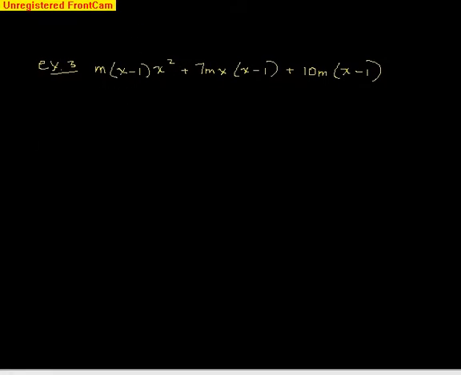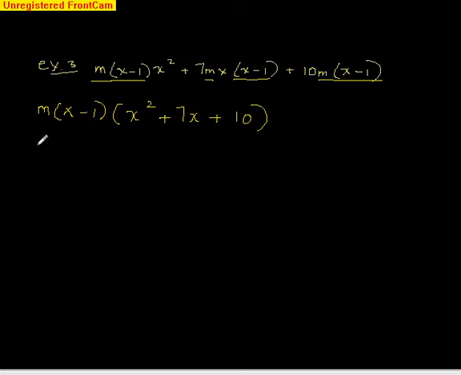Okay, again, we have a trinomial because we have terms separated by plus and minus signs. So we have one term, two terms, three terms. What's common? Well, this one's a little bit trickier. We have an m and an x minus 1 in each term. So we're going to take both your m and your x minus 1 out and see what we have left. Left over, we're going to have an x squared. This one, we're going to have a 7x. And the last term, we're just going to have a 10.